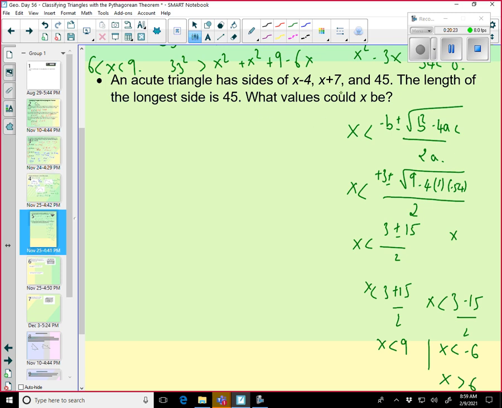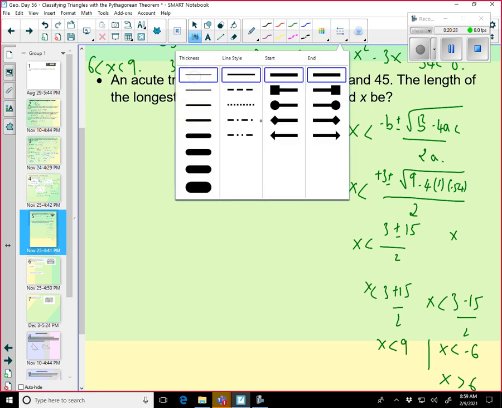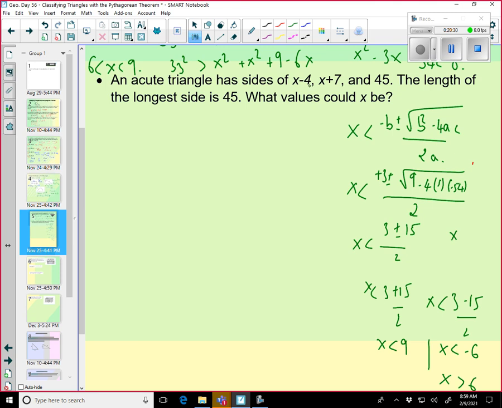Just get started on the second one. Second one, we have an acute triangle, and the length of the longest side is 45. So 45 square is less than x minus 4 square plus x plus 7 square, because we should have c square is less than a square plus b square in case of an acute triangle. So substitute further.